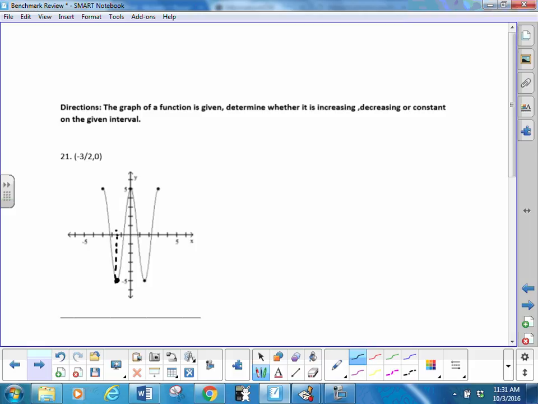You see how I went to the x-axis and found -3/2, and then I just dropped the line down to my function? Okay, now I've got to find the x value 0, and I need to connect it to my function. So what they're asking me about is what's happening with this function from this x value to this x value. Is it increasing, decreasing, or constant? Increasing. You got it.